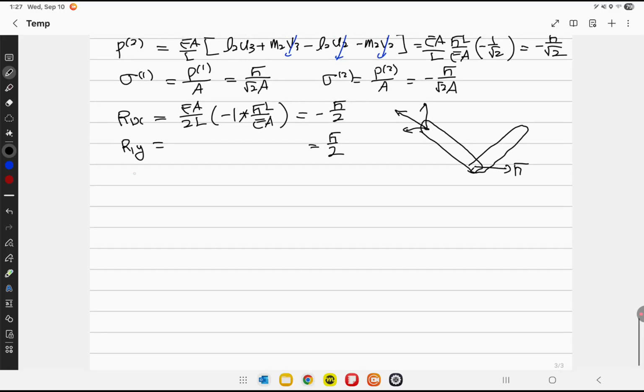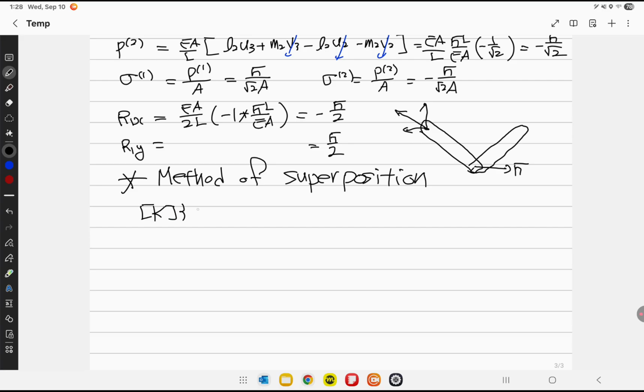Method of superposition. Superposition is the characteristic of a linear problem. The problem that we are handling is a linear problem. So let's say I have K Q1 equals F1. What it means is if I apply force vector F1, then my displacement will be Q1 if I solve it. That's what it is, right?